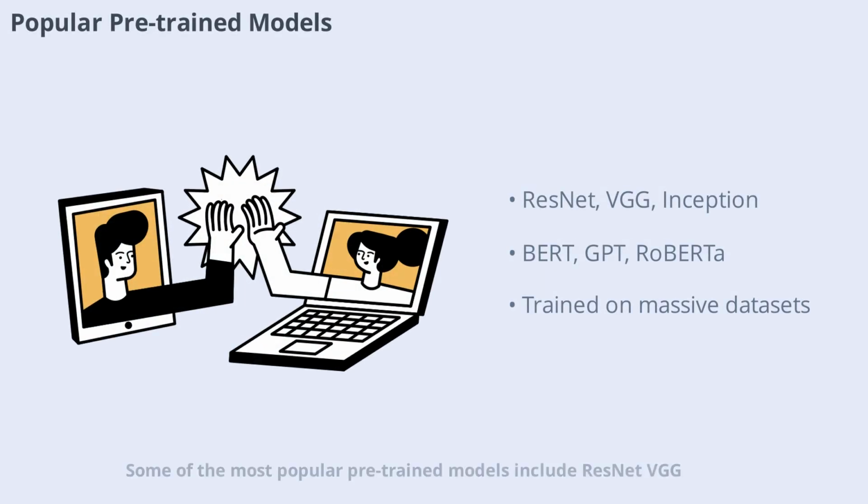Some of the most popular pre-trained models include ResNet, VGG, and Inception for image tasks, and BERT, GPT, and RoBERTa for text tasks. These models have been trained on massive datasets like ImageNet or large text corpora, making them powerful starting points for a wide range of applications. By choosing the right pre-trained model, you can jumpstart your project and achieve impressive results with minimal effort.